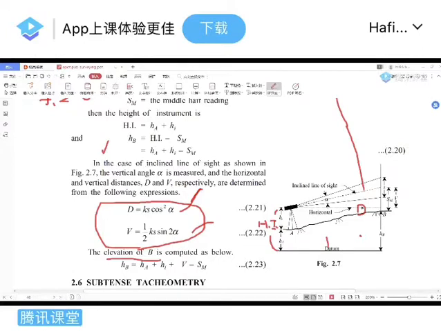This horizontal is the previous one, but now you turn it, so it's called the inclined line of sight, because you turn it, so this line is inclined. So the inclined line of sight will be this one. So in this case, if you turn around, why do you want to turn around?